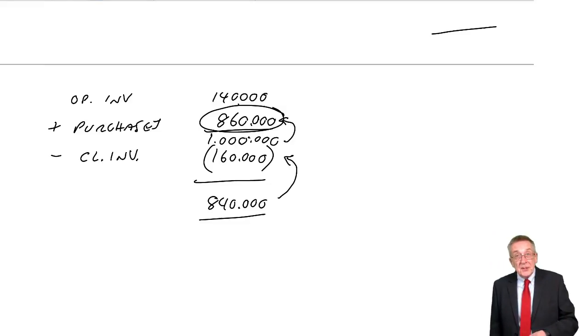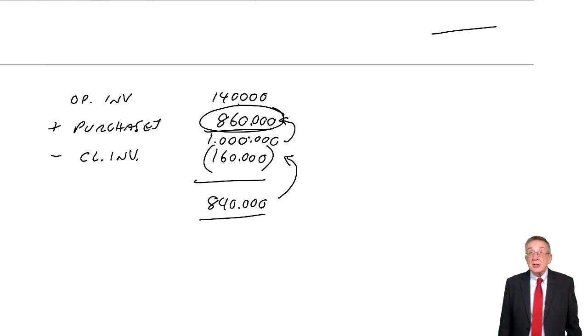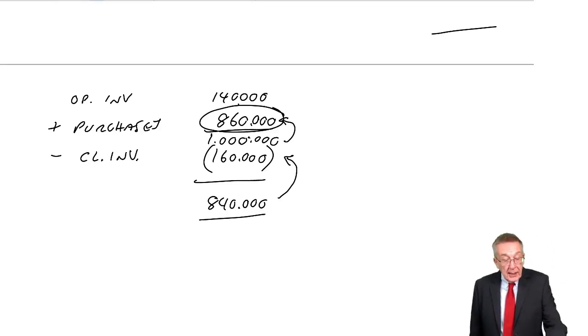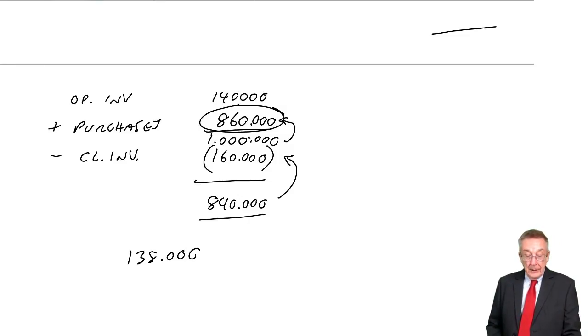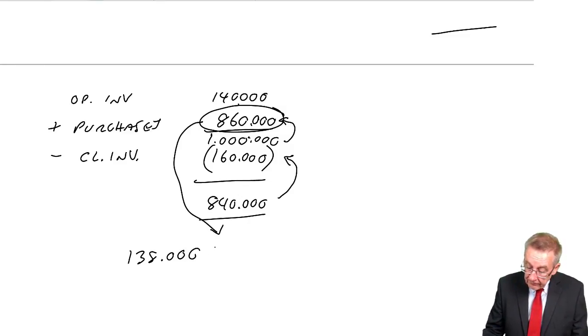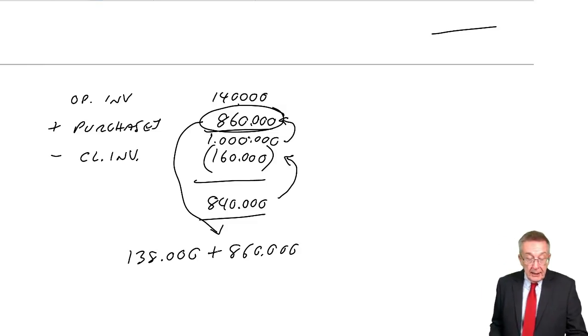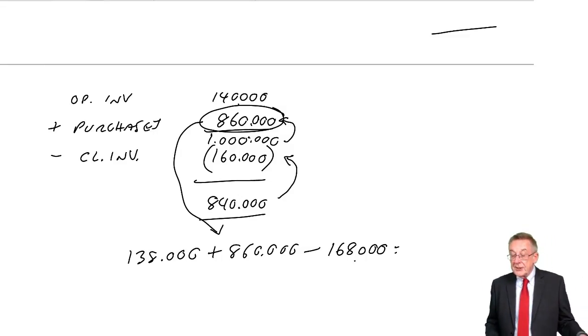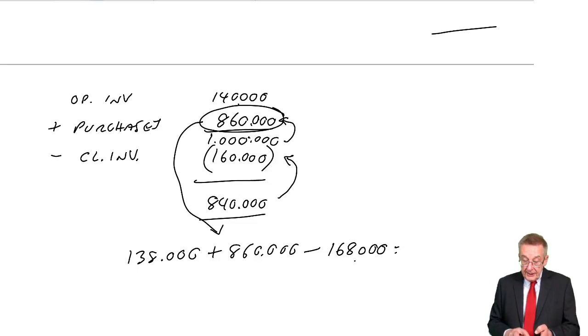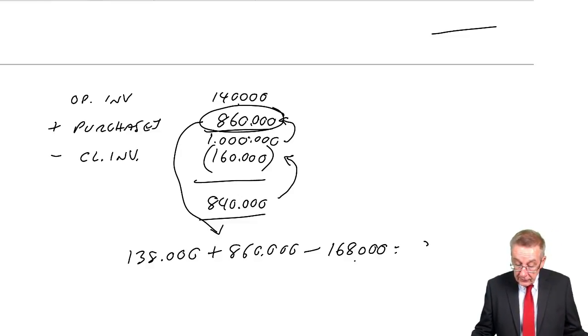So that's what we bought, but I need to know what cash we actually paid. Well, again, look at the figures for this year, last year. At the end of last year, we already owed 138,000, so presumably that was paid this year. In addition, we bought another 860, but we haven't paid all the 860. Some of it, 168,000, is still owing. So how much cash did we actually pay? 138 plus 860 minus 168. The cash actually paid is 830,000.